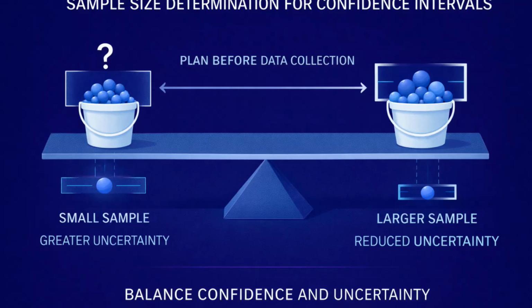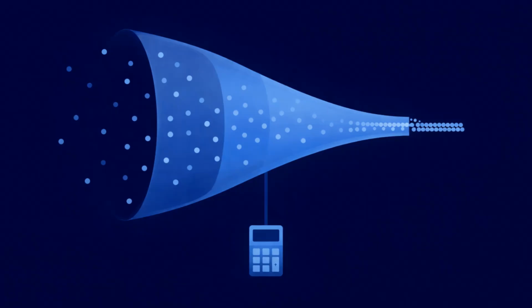Sample size determination is closely connected to confidence intervals. Confidence intervals describe uncertainty. Sample size planning is about controlling that uncertainty before you collect data. The main idea of this video is simple. If you want a confidence interval to be reasonably narrow, you need a sufficiently large sample. Sample size calculations help you decide how large that sample needs to be.